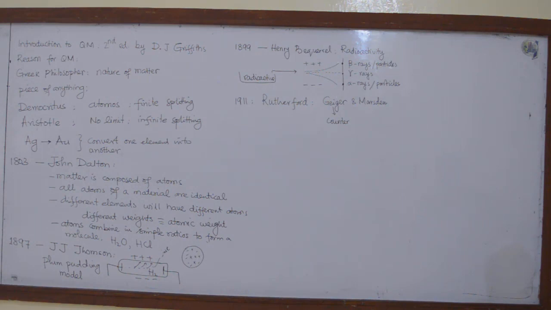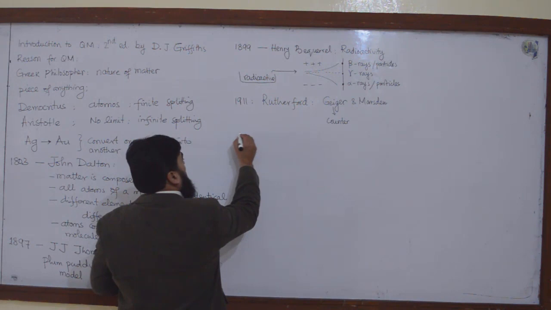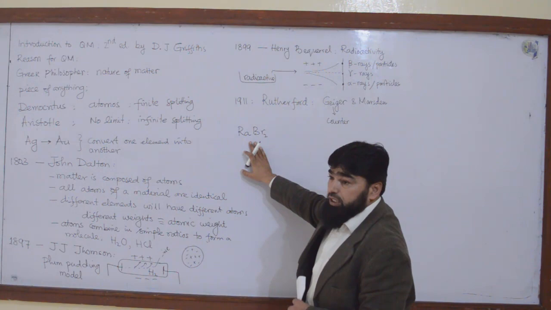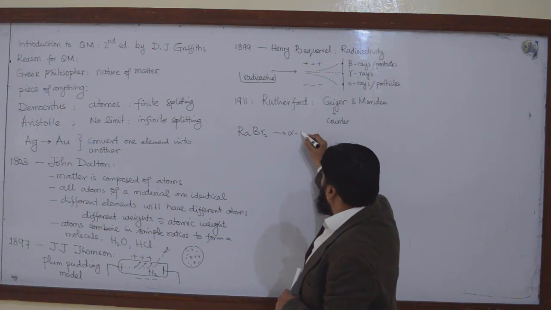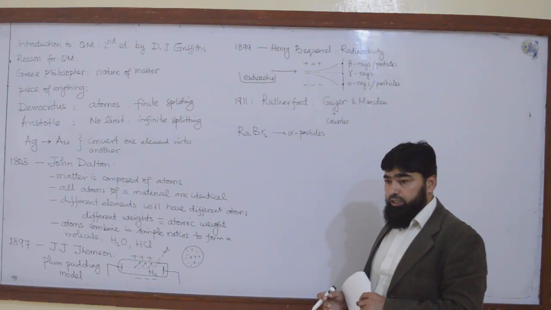So in this one, what they did, they actually took a radioactive element, which was radium bromide. It's a very toxic, very dangerous material, and it is highly radioactive. And this material is emitting alpha particles. Alpha means the positive one, because at that time it wasn't sure what this alpha was in nature, but it was emitting those positive rays.